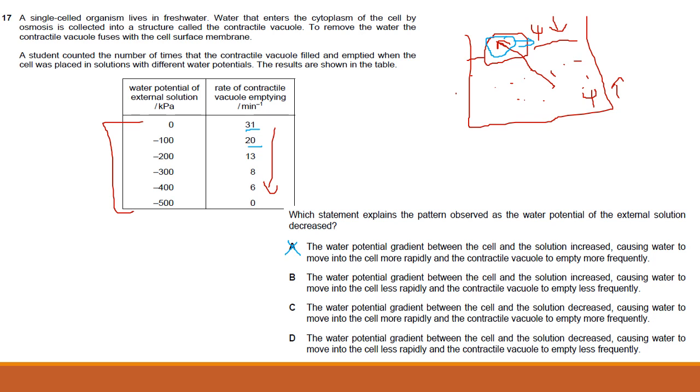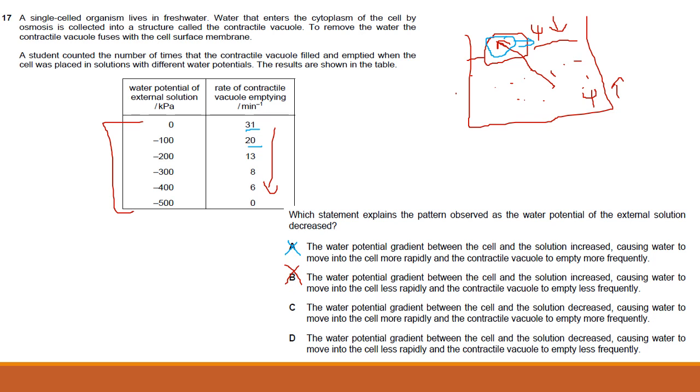This is incorrect because the water potential between the cell and the solution might have increased or decreased. Well, it actually decreased, it didn't increase. So that also makes this wrong. I don't know why I thought I saw decrease. Okay, let's look at C. I think C and D might be our good sports.